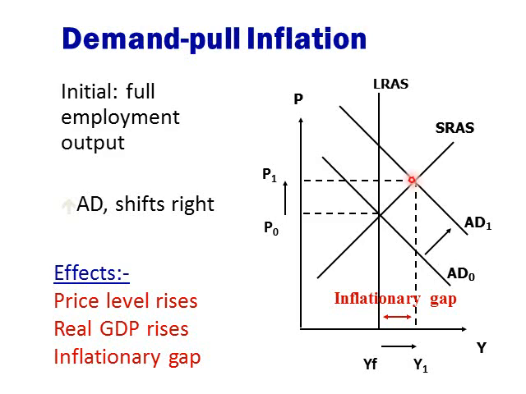At this equilibrium point, the effect is that your price level goes up and your real GDP goes up. At this new equilibrium point, you are no longer at full employment output. You are now higher than full employment output. You are now producing at Y1, which is higher than YF. So real GDP has gone up, and your price level has also gone up at the new equilibrium point.